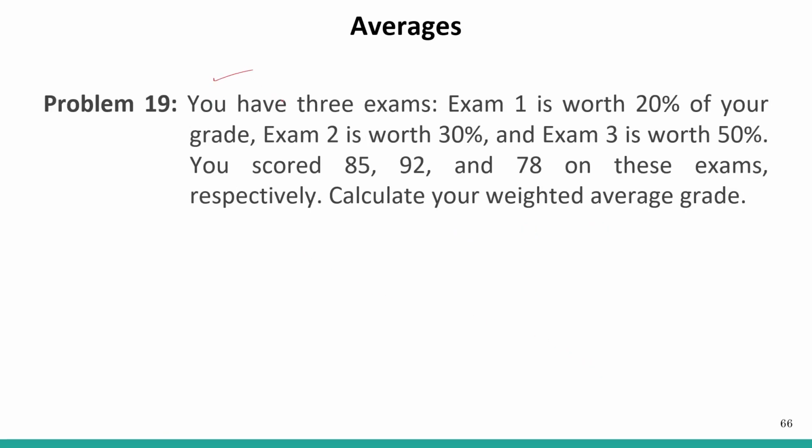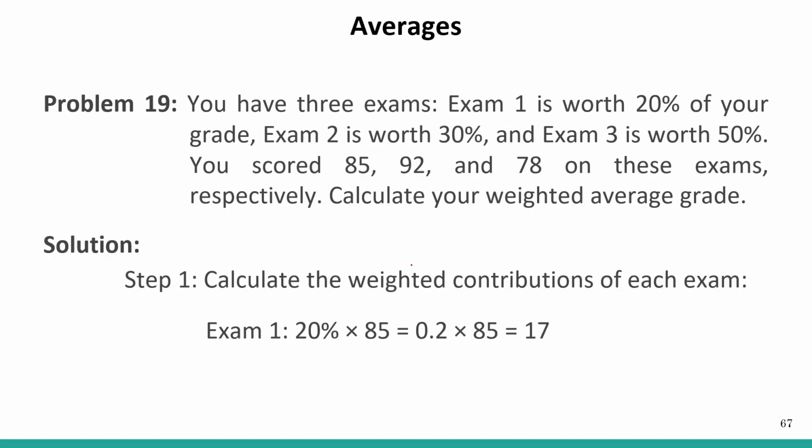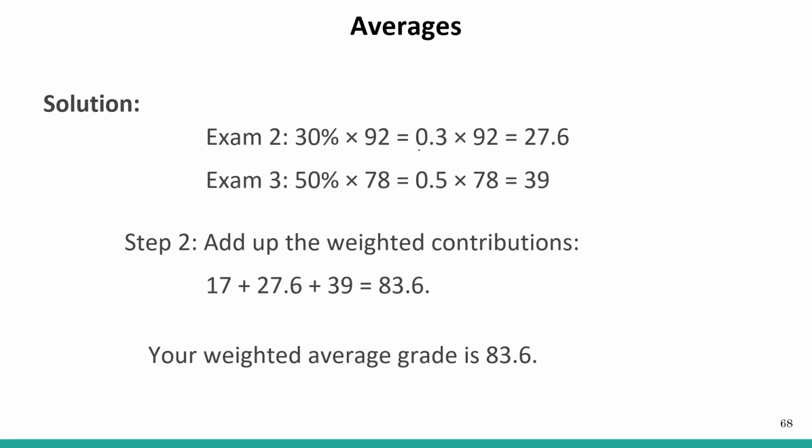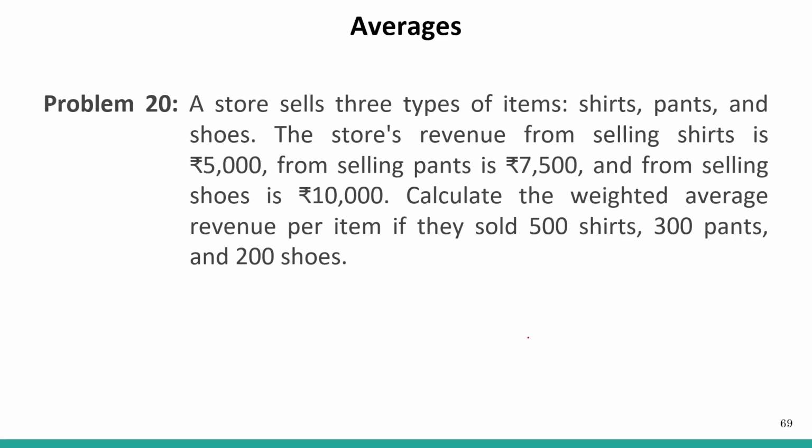So let's see problem number 19. You have 3 exams. Exam 1 is 20%, exam 2 is 30%, exam 3 is 50%. You scored 85, 92, 78 on these exams respectively. Calculate the weighted average grade. Calculating the contribution of each exam: 20% of 85 is equal to 17, right? 30% of 92 is equal to 27.6, 50% of 78 is equal to 39. Adding up the contributions, 17 plus 27.6 plus 39 is equal to 83.6. So the weighted average grade is 83.6.